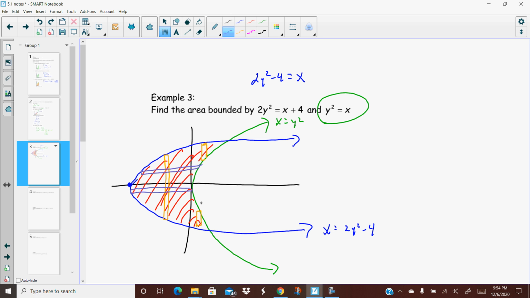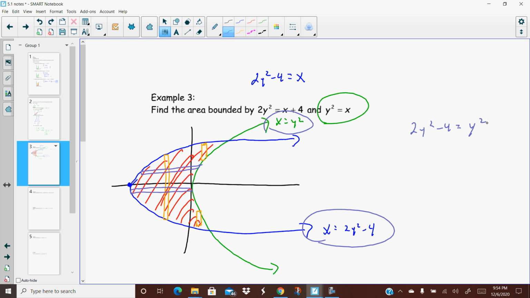So basically, my rectangles are going to be formed with a change of y, so a dy, which means that in this case, my bounds also have to be in terms of y, which is really nice because of the fact that we've actually already solved each one of these two things for x. I can set the two equations equal to each other and solve for the y bounds, which is actually what we're going to do. So we're going to have 2y squared minus 4 equals y squared. Now we can find our y bounds.